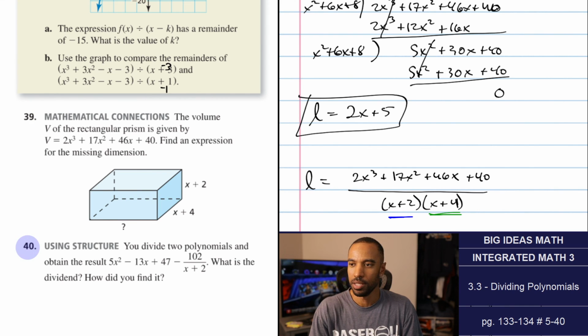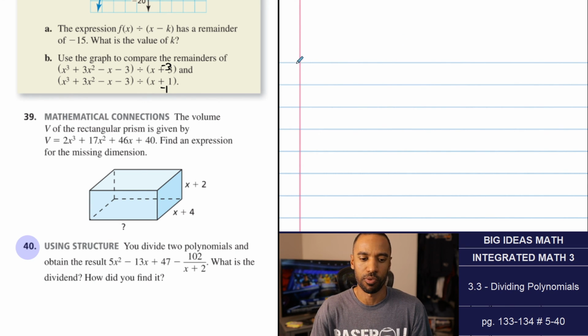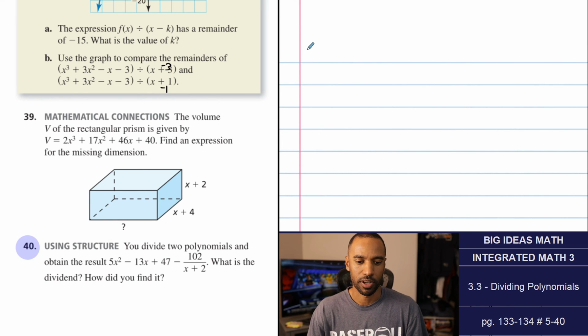Last question is number 40. You divide two polynomials and obtain the result 5x squared minus 13x plus 47 minus 102 over x plus 2. What is the dividend? How did you find it? Remember, the dividend is the original numerator that was on top.